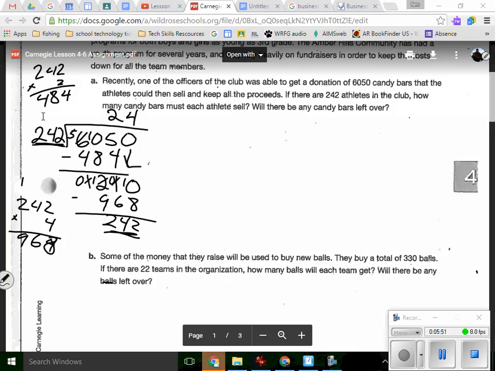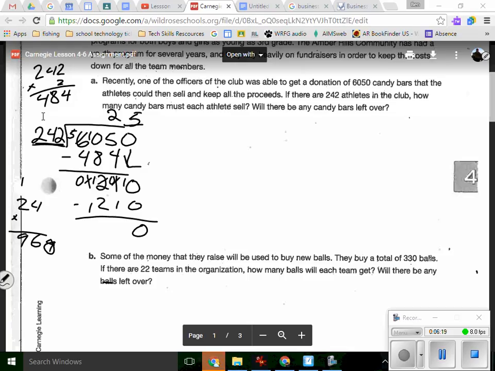We should have done 5. So if we did 5 up here, this all changes. And this becomes 1,210 minus 1,210, which is 0. We got nothing left to bring down, so we're done. So the answer is 25.